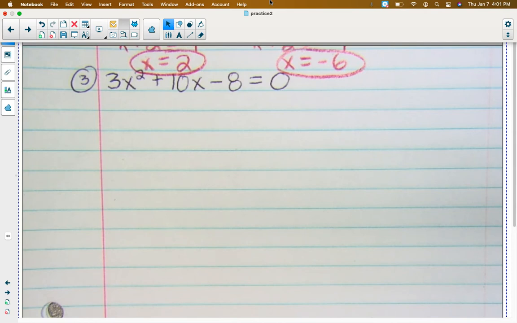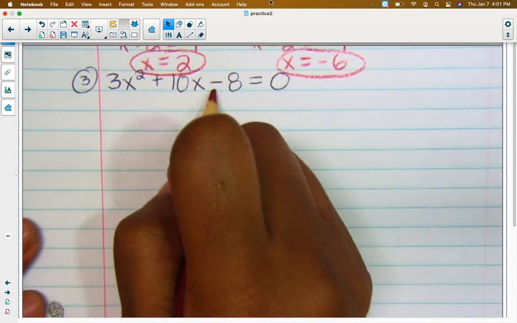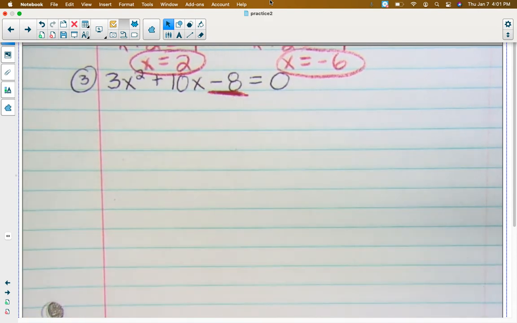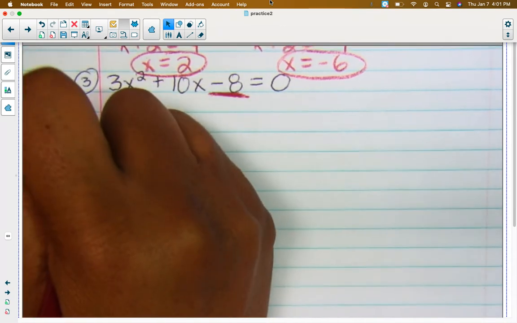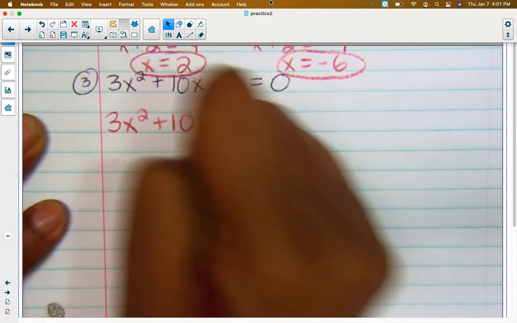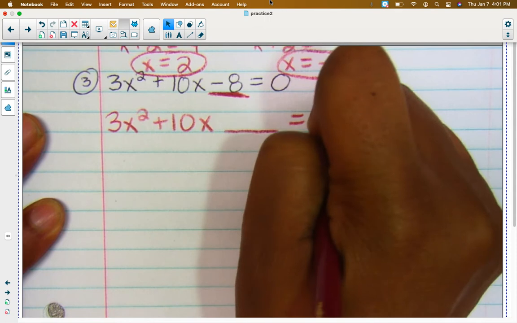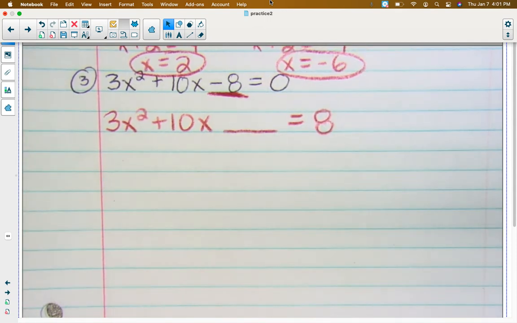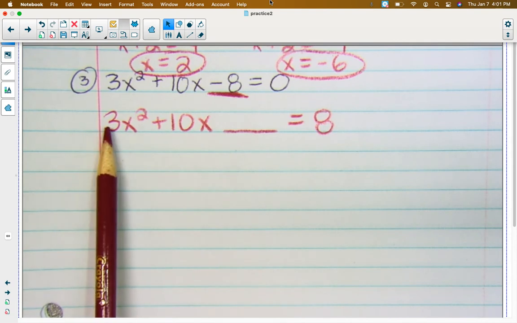We still want to check this last number, and we still want to see if it's a perfect square number. 8 is not a perfect square number, so we're going to move it over to the other side because it's in our way. So we want to get rid of it. So now we have 3x squared plus 10x, leave a little space, equals 8. So far, so good. Haven't done anything new yet as opposed to the first two problems.